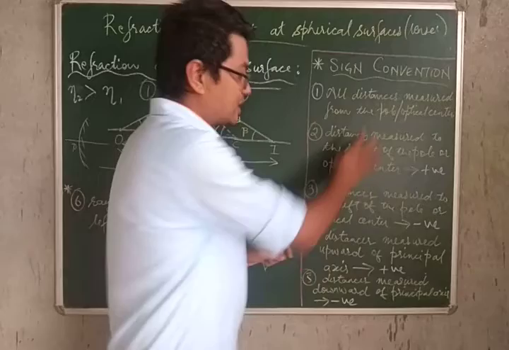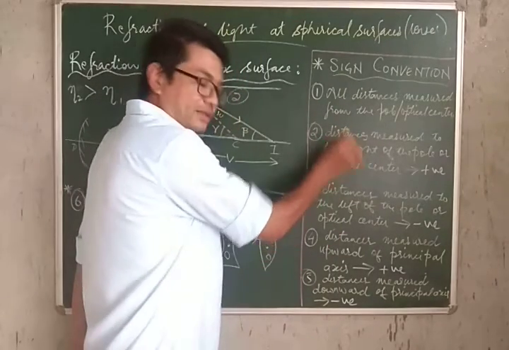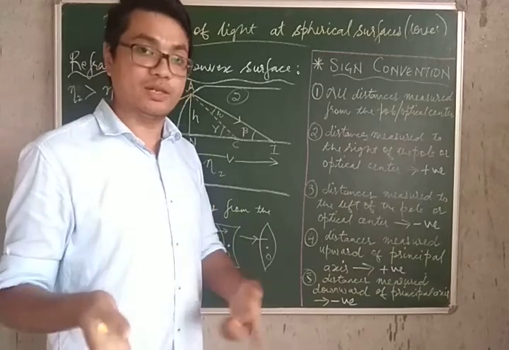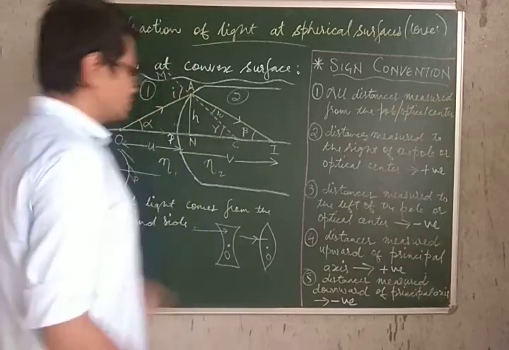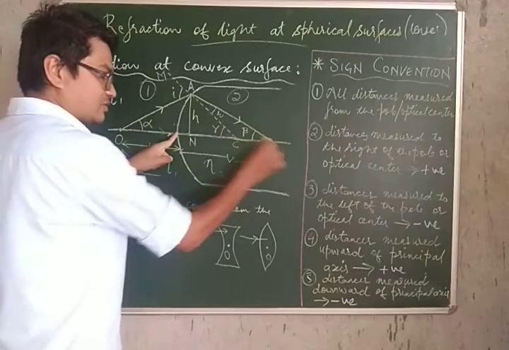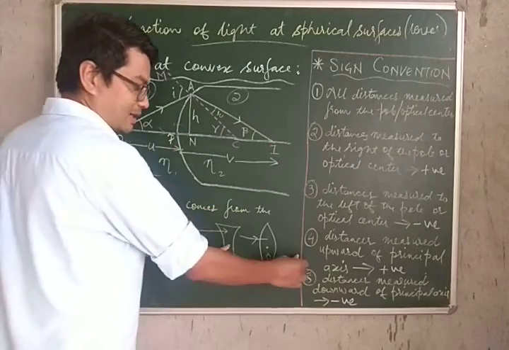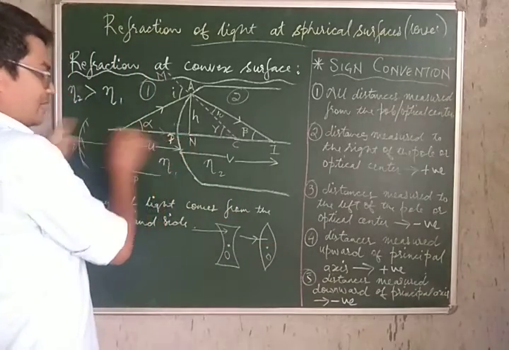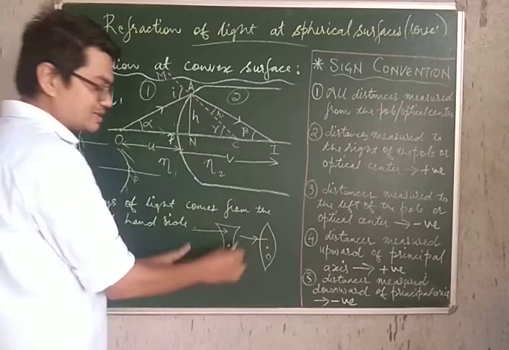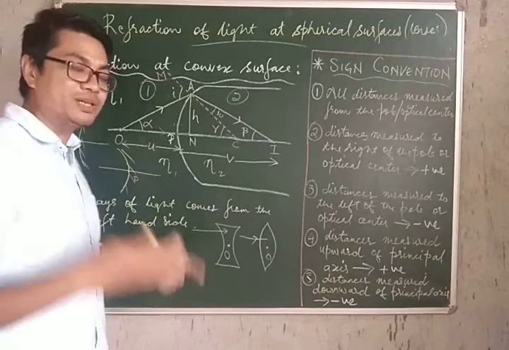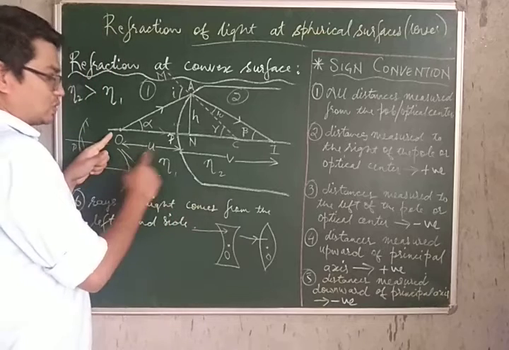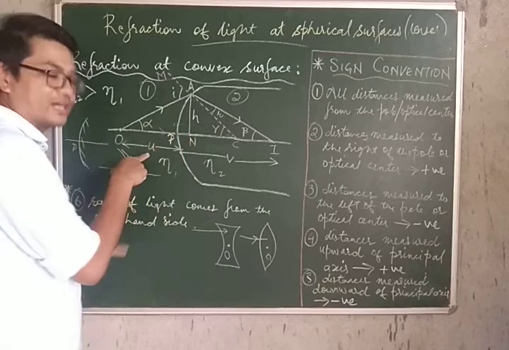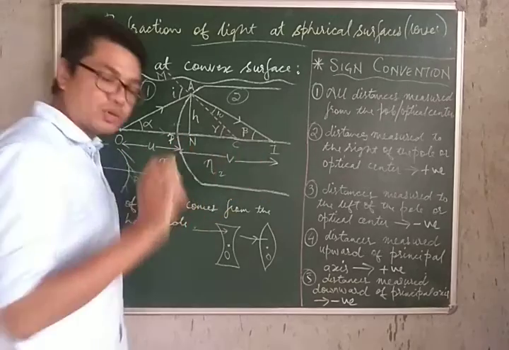Then remember, now comes the real thing. Distances measured to the right of the pole, or to the right of the optical center in case of lenses, are taken to be positive. So all distances measured to the right hand side of the pole or optical center will be taken to be positive. All distances measured to the left hand side of the pole or optical center will be taken to be negative. So in this case, the object distance, of course measured from the pole, will be negative, whereas the image distance would be positive.